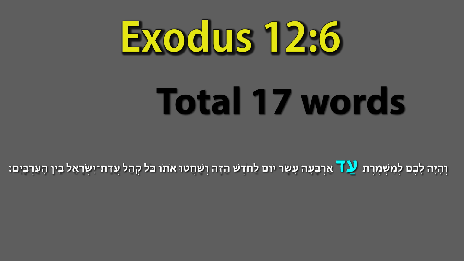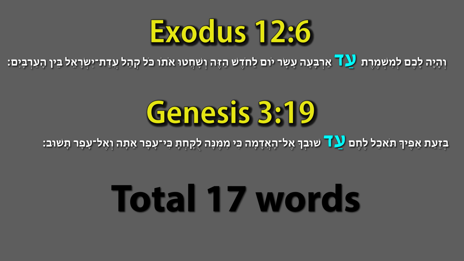Exodus chapter 12, verse 6 contains 17 words. Genesis chapter 3, verse 19 also contains 17 words. Uniquely, both verses share the same structure. The sentence splits at add into a right side and a left side.